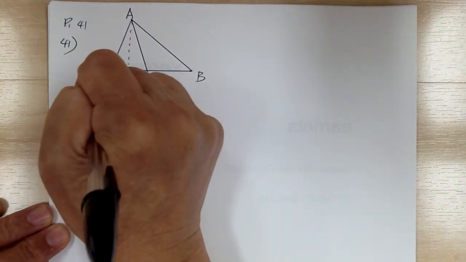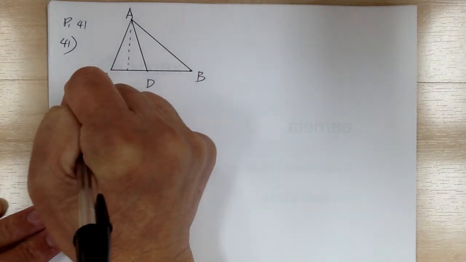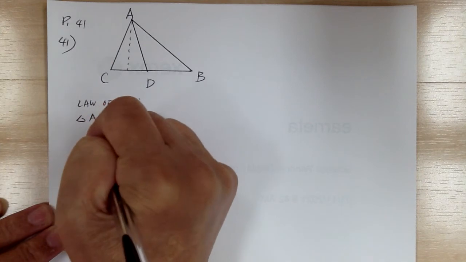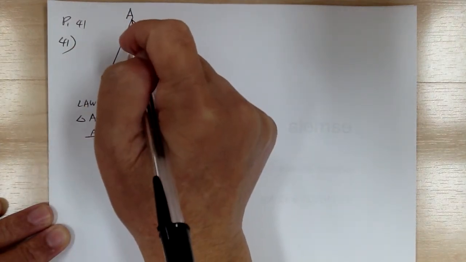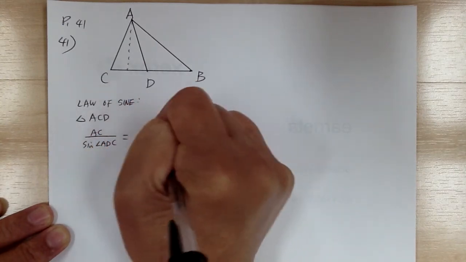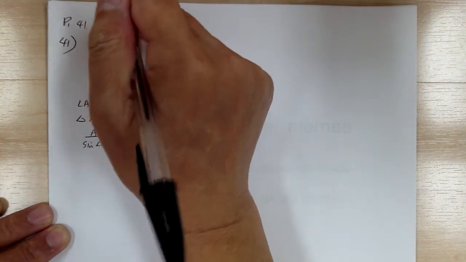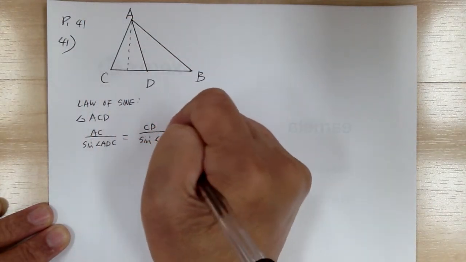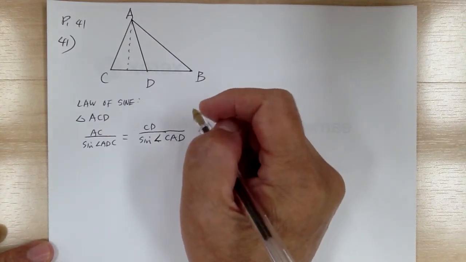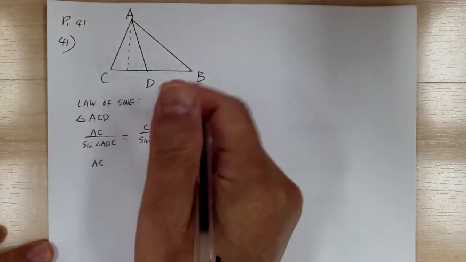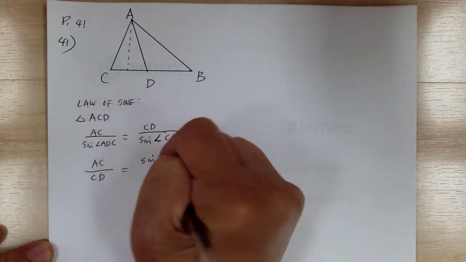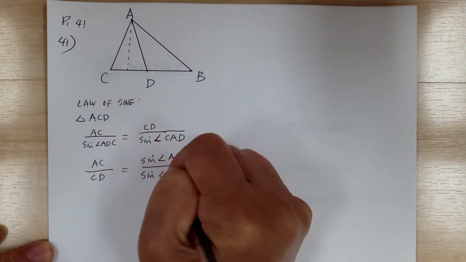Okay, so first I use the law of sines for triangle ACD. So this triangle over here. So AC over sine of angle ADC is equal to CD, so this over that equal to this over that, over sine of angle CAD. And AC, so you're switching over. So kind of move everything around.